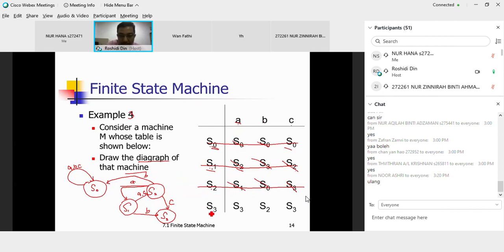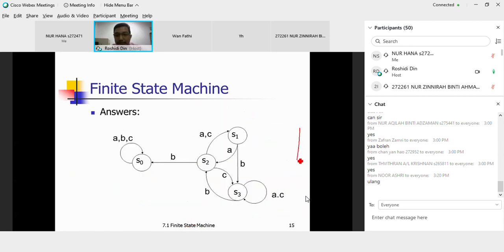Now for S3. S3 maps to S3, the answer is A. S3 maps to S2, the answer is B. S3 maps to S3 again, the same idea, C. So just comma C. So this is the final answer. Once this state transition table is computed into a diagram, this is the answer.